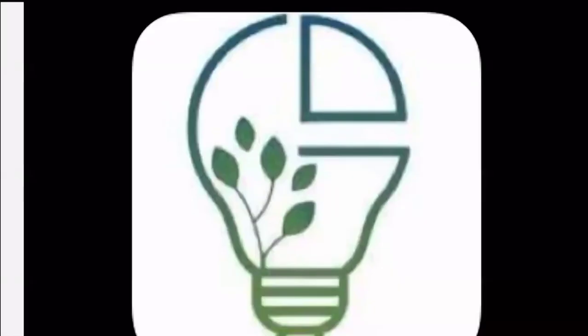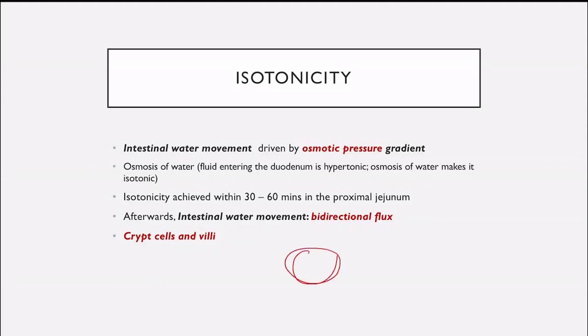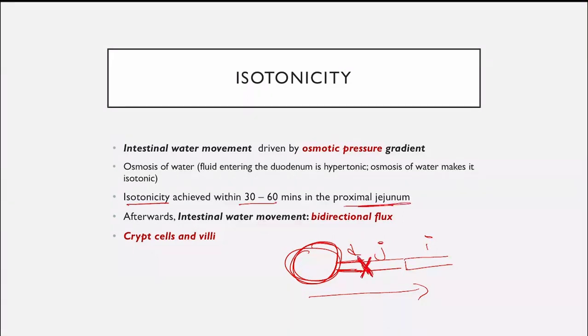Now, if you guys remember, we have the stomach initially, and then we have the duodenum, then we have the jejunum, and then we have the ileum. This is how it goes. Isotonicity is achieved in 30-60 minutes in the proximal jejunum, which is right after the duodenum. After the proximal jejunum, you're going to have the rest of the jejunum, and you're going to have the ileum. This is where you're going to have bidirectional flux.